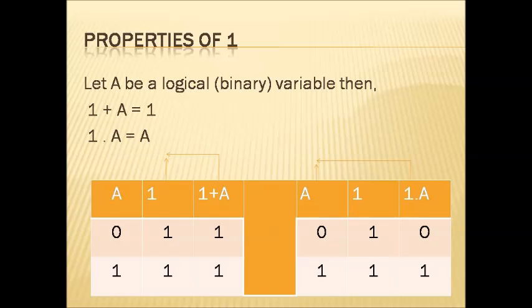Next one is our properties of 1. Under the properties of 1, we are performing OR operation with 1 and AND operation with 1. Here you can see that a is a logical variable or a binary variable, then 1 plus a is equal to 1 and 1 dot a is equal to a. Please see the truth table. We have proved the same using the truth table method, right?